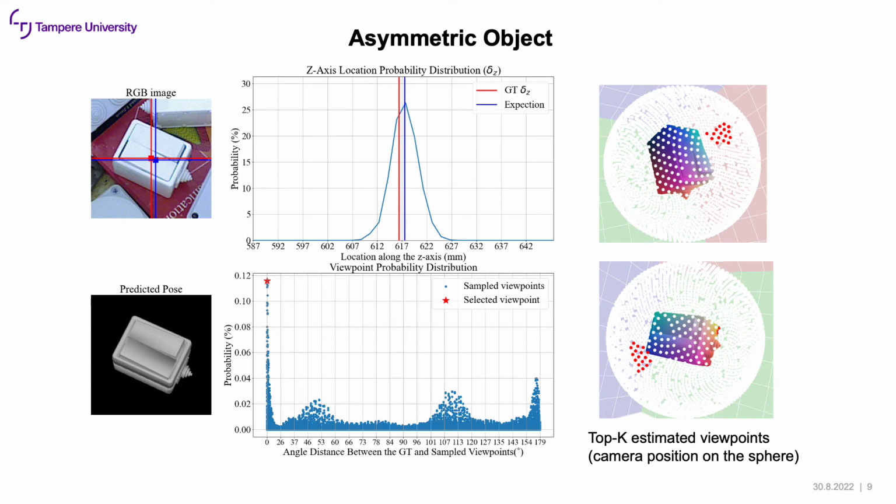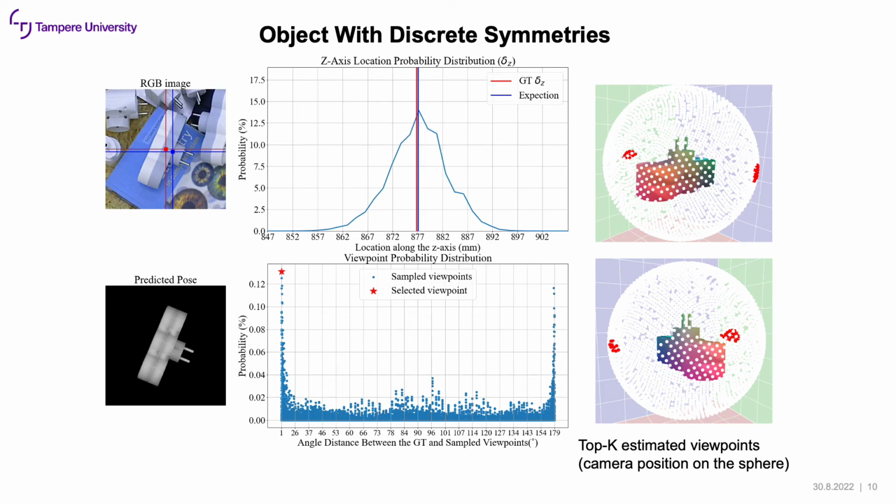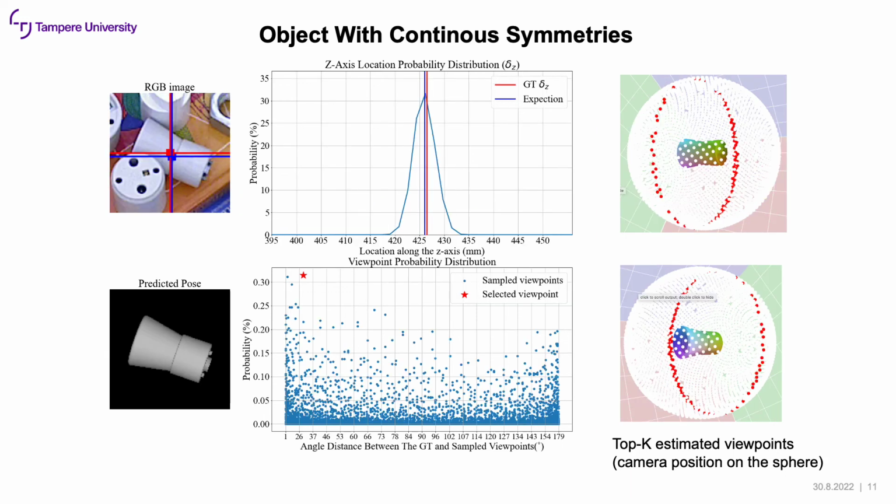As you can see from the picture, for an asymmetric object, the predicted viewpoint probability distribution only has one peak near the ground truth object viewpoint. For this object with 2 discrete symmetries, the viewpoint probability distribution has 2 peaks about the symmetry plane. One is near the ground truth, and the other one is 180 degrees away from the ground truth. For the object with continuous symmetries, we visualize the viewpoint distribution of the top K orientation estimates. As can be seen from the right picture, these viewpoints are almost uniformly distributed about the symmetry axis.